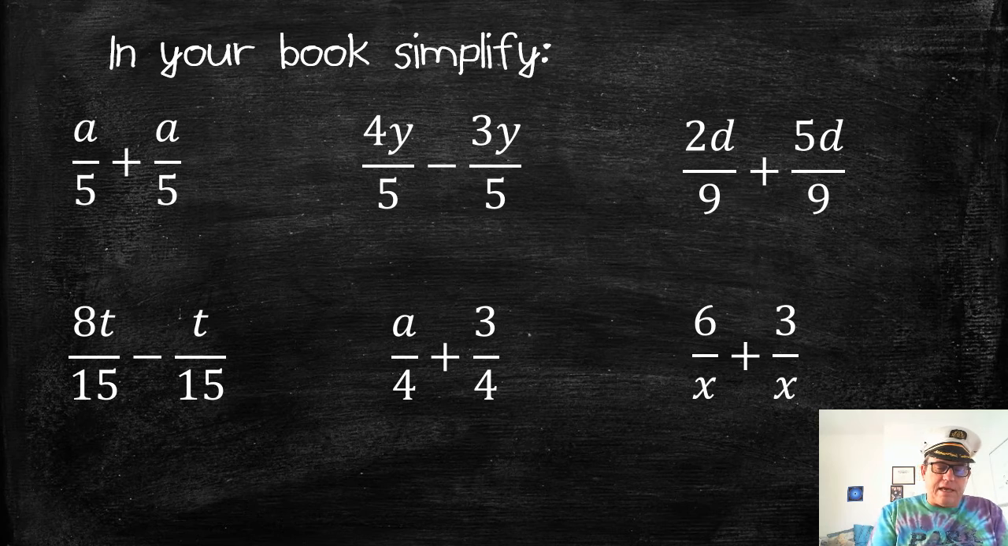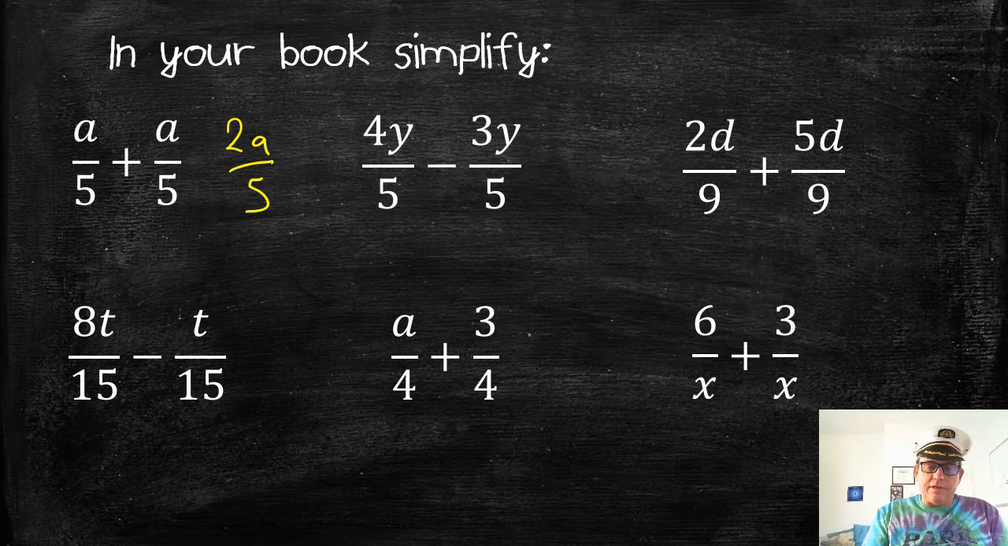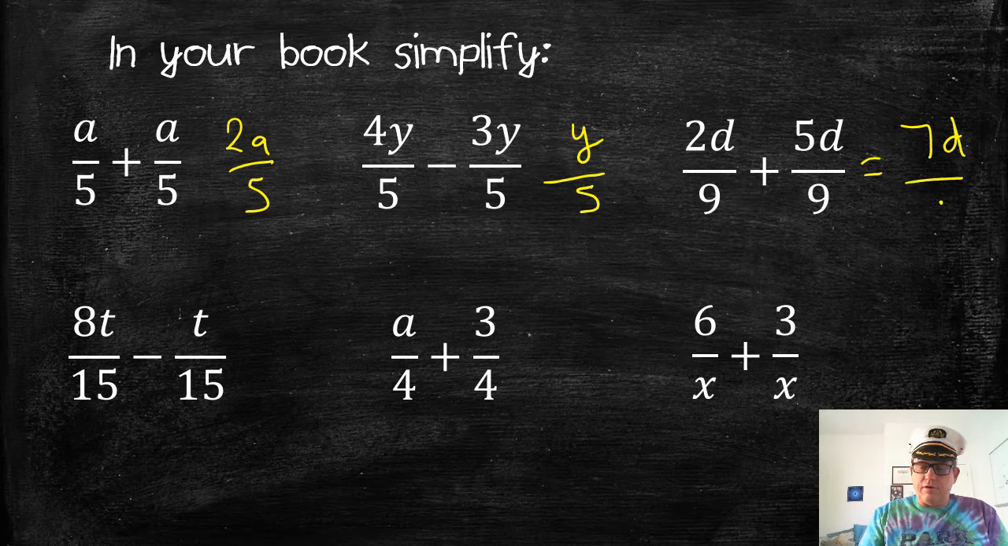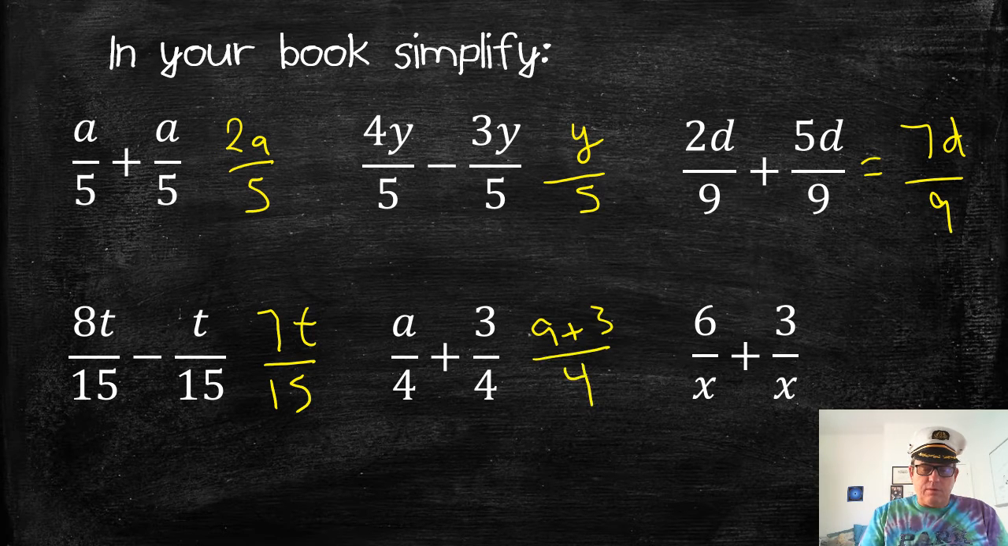Okay, let's see how we did. a plus a is 2a over 5. 4y minus 3y is y over 5. 2d plus 5d is 7d over 9. 8t minus t is 7t over 15. Again, you should always be checking, can you simplify any of these? So far, the answer is no. a plus 3 is simply a plus 3. We can't simplify that. And 6 plus 3 is 9, so this one's simply going to be 9 over x. Well done.